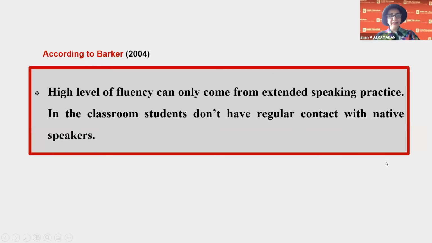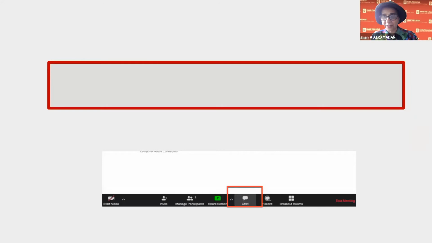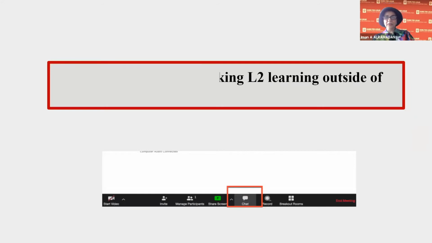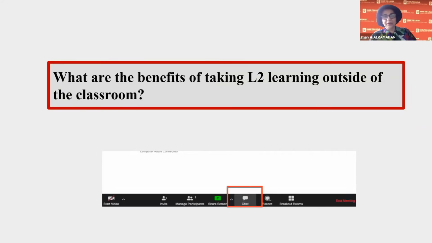So, according to Barker, a high level of fluency can only come from extended speaking practice. In the classroom, students don't have regular contact with native speakers, of course, except for their teacher, right? So we go to another question here. What are the benefits of taking L2 learning outside of the classroom? If you don't mind, type your answer in the chat box as well. There are many benefits of taking L2 learning outside of the classroom. What do you think?